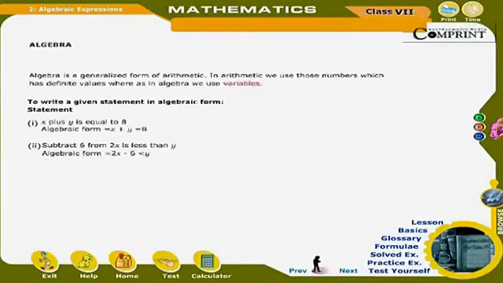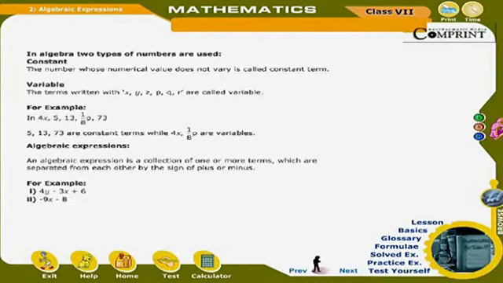Algebra. Algebra is a generalized form of arithmetic. In arithmetic, we use those numbers which have definite values, whereas in algebra we use variables. To write a given statement in algebraic form: first, x plus y is equal to 8, algebraic form is x plus y is equal to 8. Second, subtract 6 from 2x is less than y, algebraic form is 2x minus 6 is less than y. In algebra, two types of numbers are used.